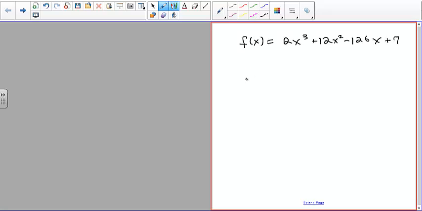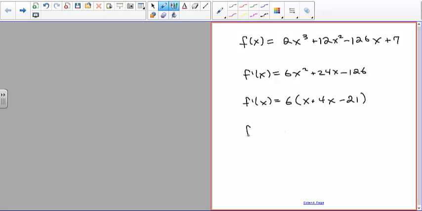So we take the derivative. We get 6x squared plus 24x minus 126. And you see that we could factor out 6. So if you divide 24 by 6, you'll get 4. And 126 divided by 6 is 21.